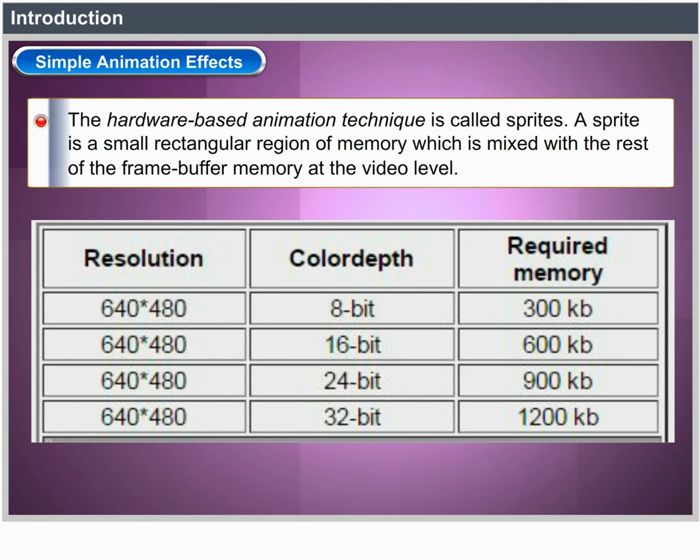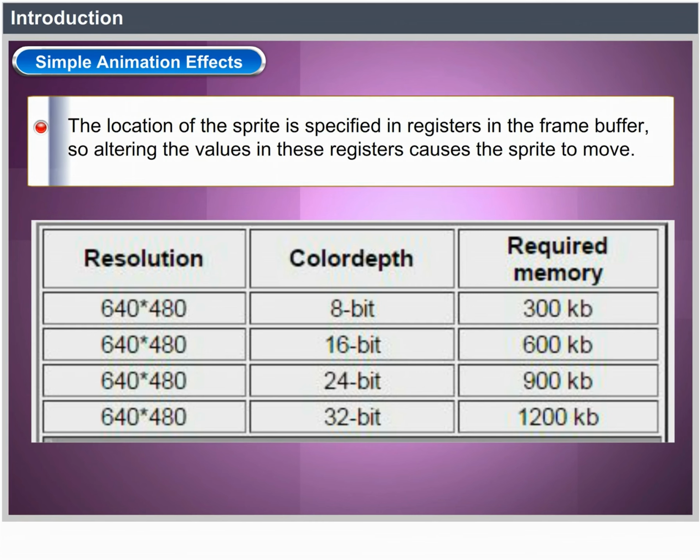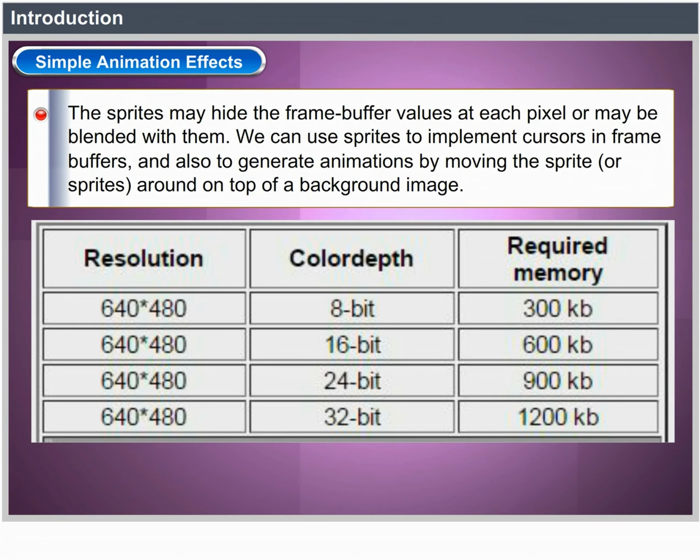The hardware-based animation technique called sprites. A sprite is a small rectangular region of memory that is mixed with the rest of the frame buffer memory at the video level. The location of the sprite at any time is specified in registers in the frame buffer, so altering the values in these registers causes the sprite to move. The sprites may hide the frame buffer values at each pixel or may be blended with them. We can use sprites to implement cursors in frame buffers and also to generate animations by moving the sprite or sprites around on top of a background image.